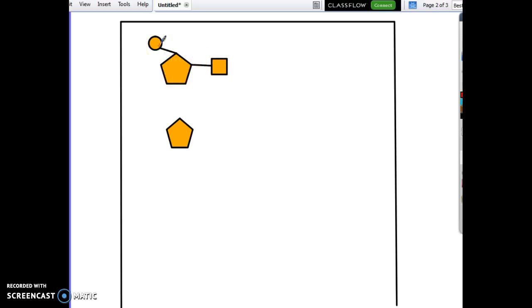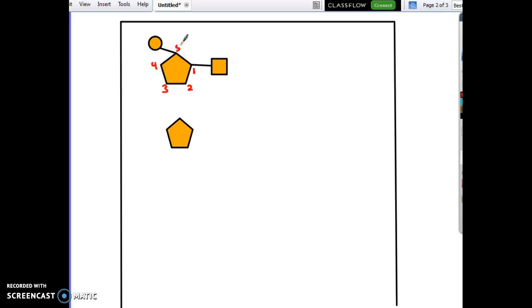What I did not teach you yet, but you will now understand, is that every corner of this pentagon, which represents the 5-carbon sugar, represents a different carbon. And to signify which one you're looking at, you actually number them. The one that attaches to the nitrogen base is always labeled the first carbon, and then we'll work in a clockwise motion around.